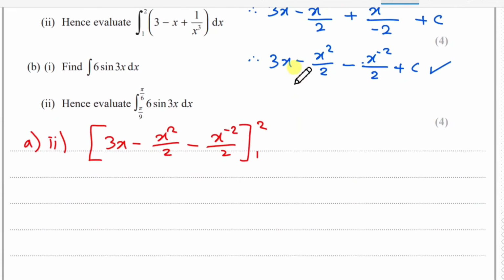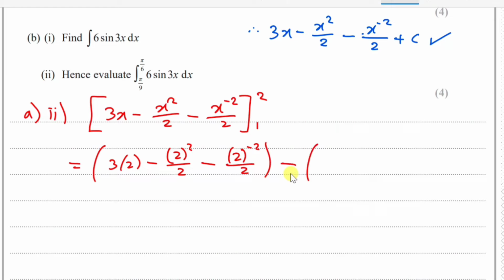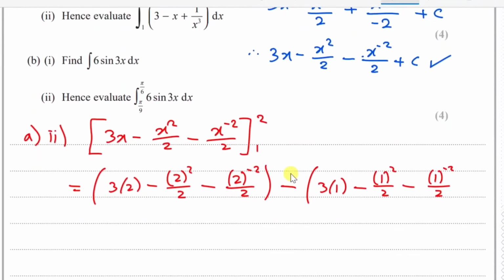Now all you want to do, guys, just firstly plug in 2 over here. Replace x's with 2 and then replace x's with 1. Then make sure you show it, yeah? So the first case, you got 3 times 2. So it'll be 3 bracket 2 minus 2 squared over 2 minus 2 to the power of negative 2 over 2. And then you minus it by the same thing, but replace x as a 1. So you got 3 times 1 minus 1 power 2 over 2 minus 1 to the power of negative 2 over 2. Just check everything's written correctly. Yep. And that's it. And then you just evaluate that.